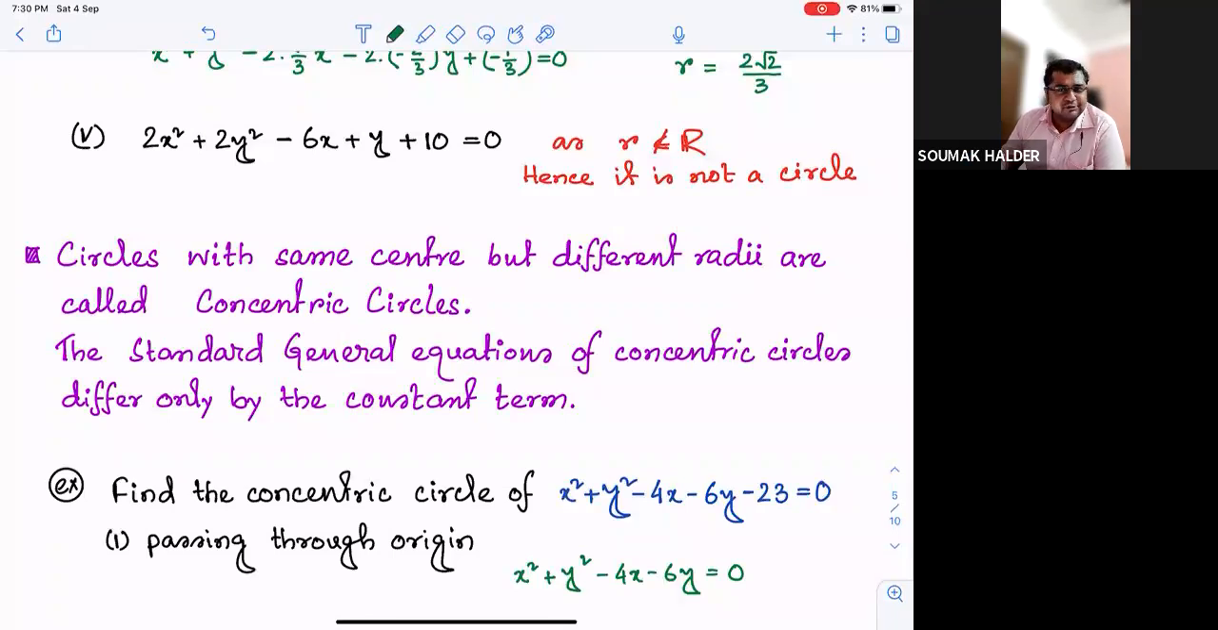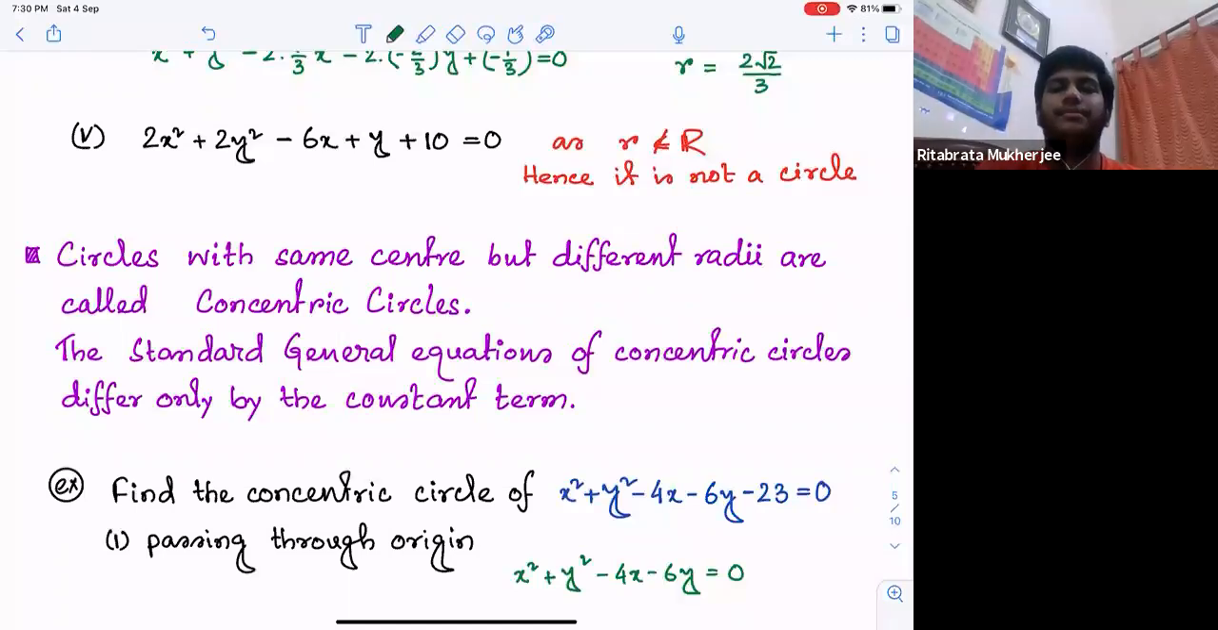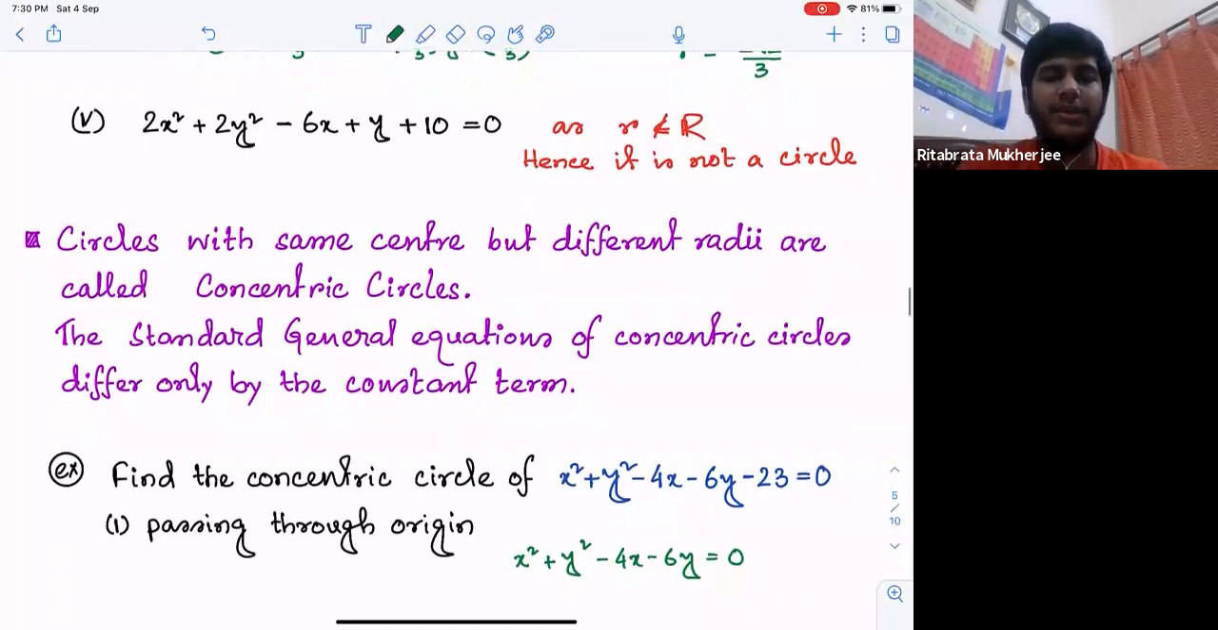So we know concentric circle, so only the constant term will vary in standard general form. We know it is passing through origin, so the new constant term will be 0. So we can complete this equation. Do we need any calculation for that? No, sir. Is it okay? Yes, sir.